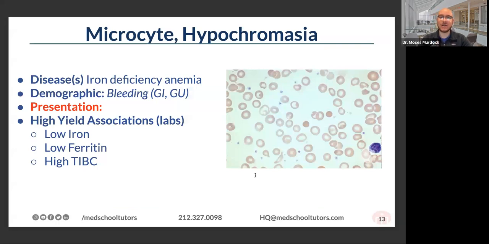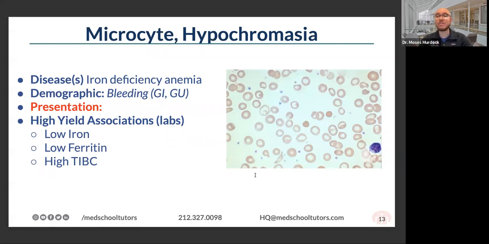What we're seeing here are microcytes and hypochromasia, and that's a classic finding for iron deficiency anemia. And just like I mentioned in the past slide, this is where you have states of chronic bleeding. So GI bleeding is very commonly tested, but you can have chronic bleeding from other sites. GU bleeding is far less likely than GI to be mentioned in a vignette, but of course you can see that. The lab values that would be associated here would be a low iron, a low ferritin, right? High total iron binding capacity.